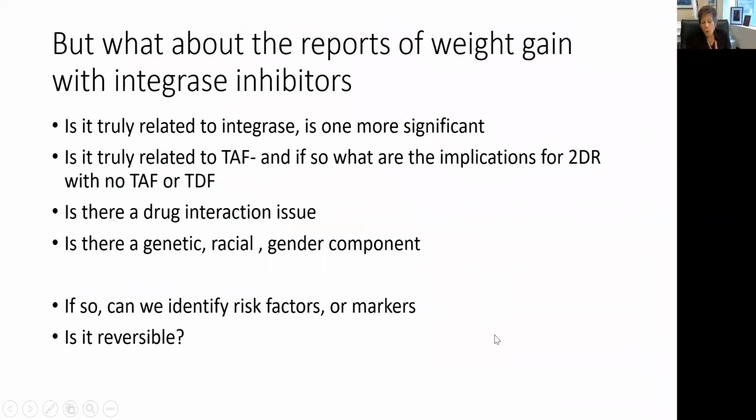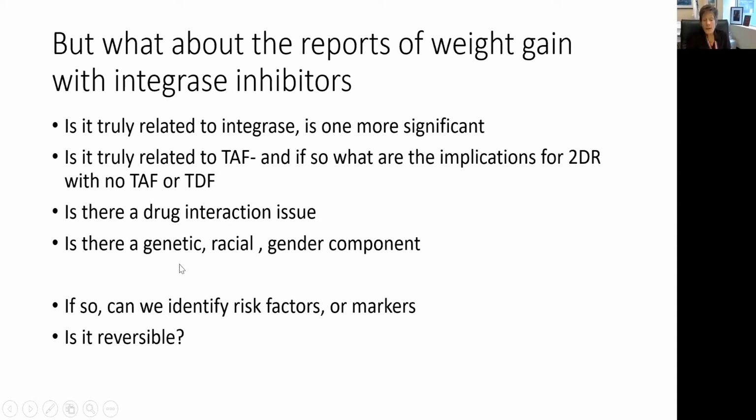But of course, now we're worried because most of our 2 drug regimens do contain an integrase inhibitor, and we now have had these reports of weight gain with integrase inhibitors. There's a lot of unanswered questions. Is it truly the integrase, and is one of the integrase inhibitors more significant than the other? Is TAF important? And if so, what are the implications for the 2 drug regimens because they don't have TAF or they don't have tenofovir? Or is it really a drug interaction issue and not the integrase alone?